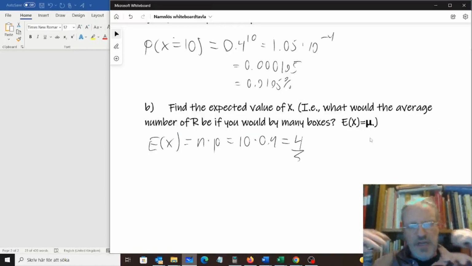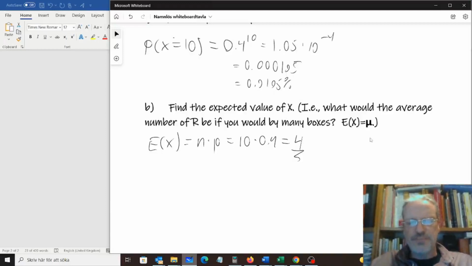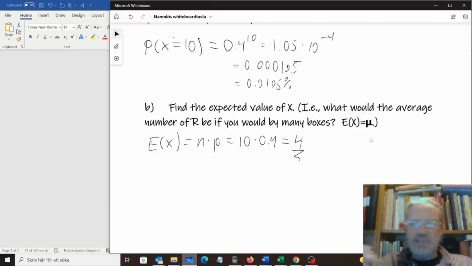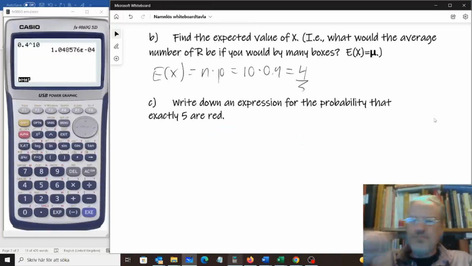If this expected value happened to be a decimal number, write it down as a decimal number, because of course we could have a decimal average. But in this case, it happened to be an integer. Next, we have a question here.